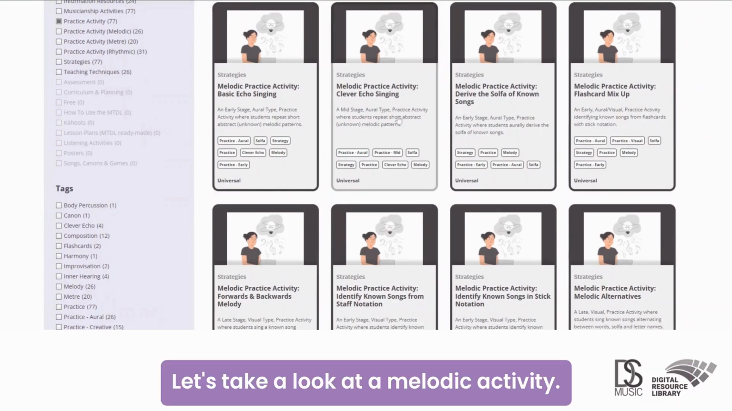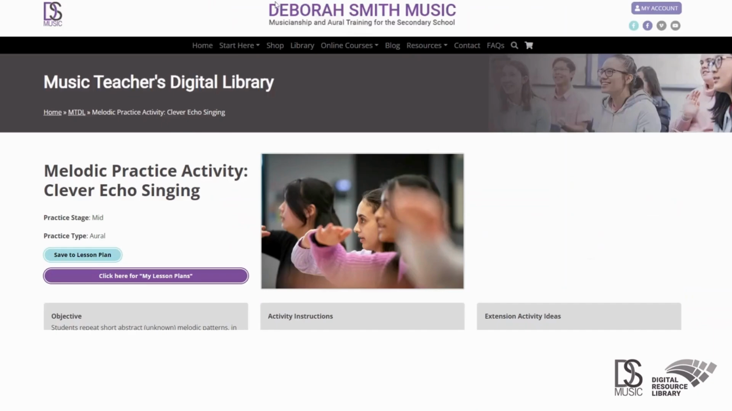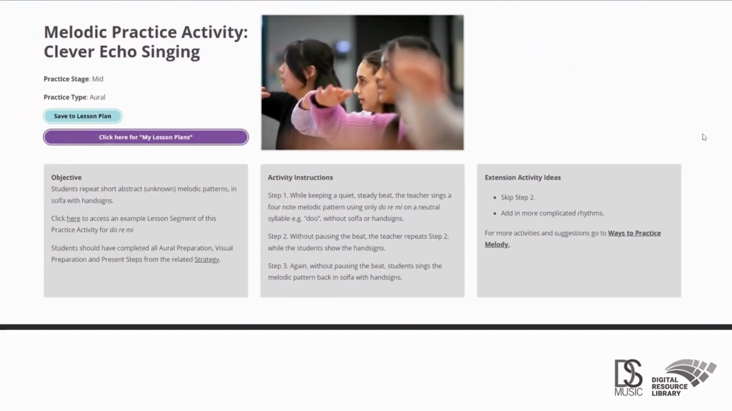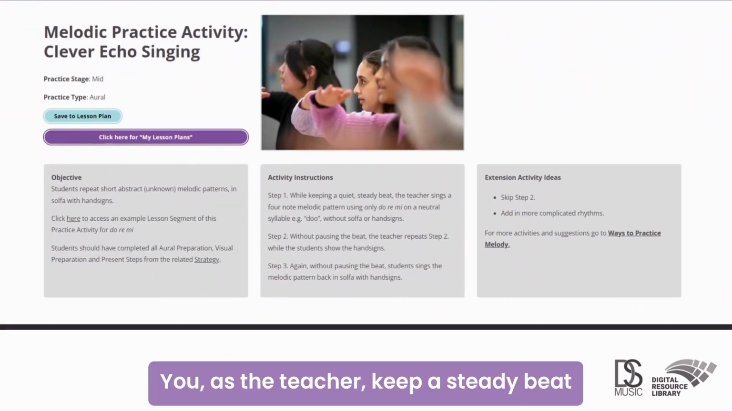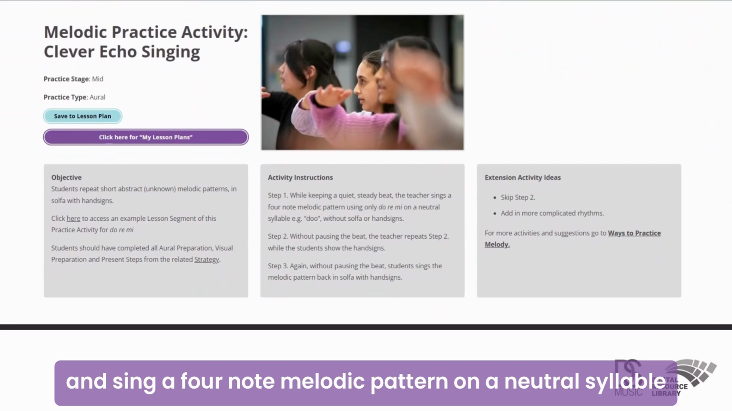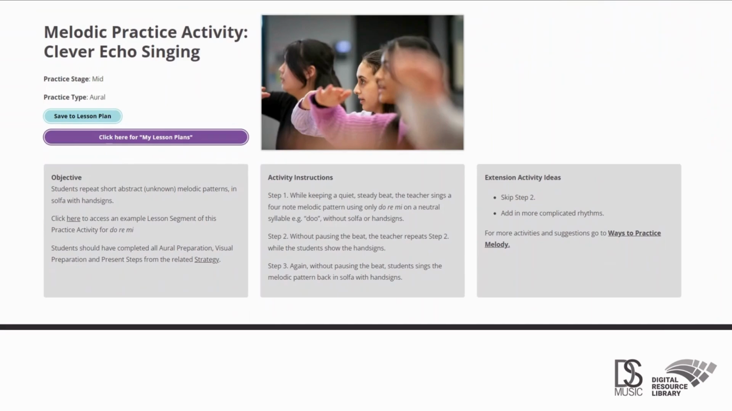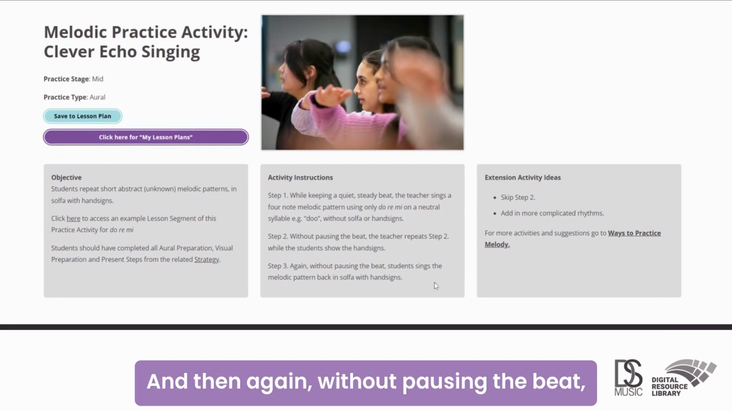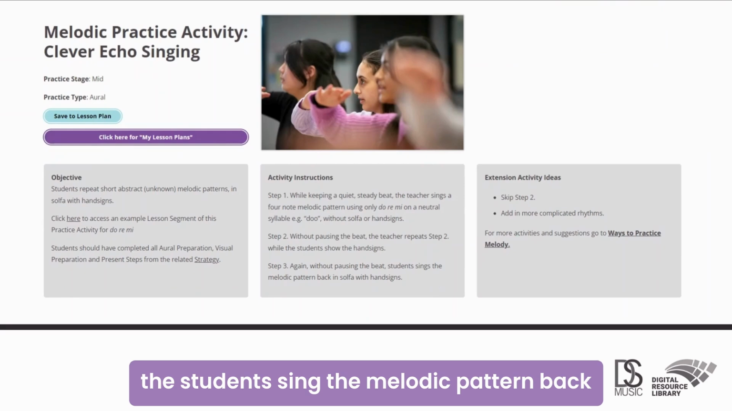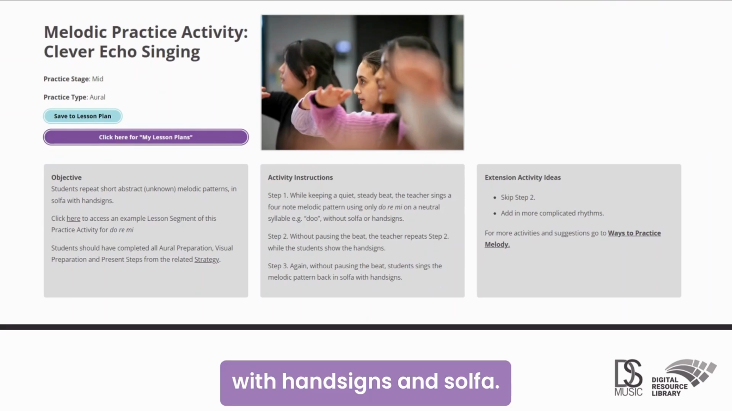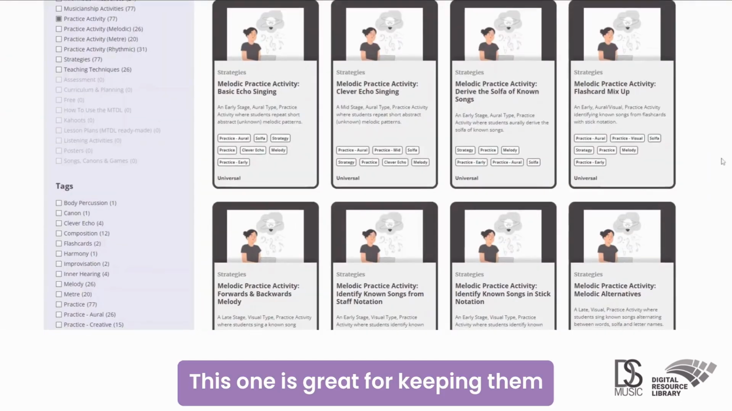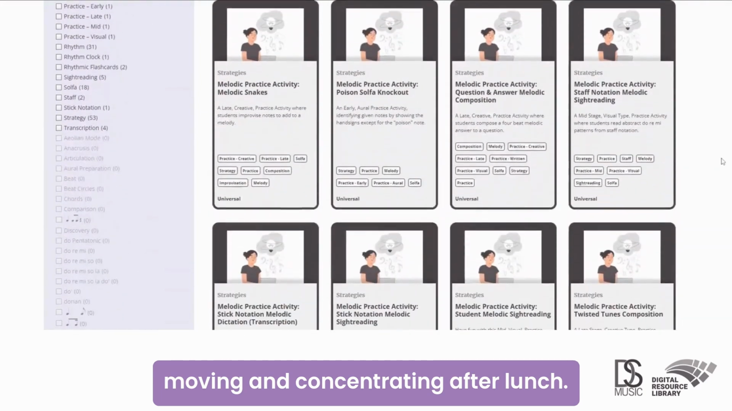Let's take a look at a melodic activity. Clever echo singing. This one just needs voices. You, as the teacher, keep a steady beat and sing a 4-note melodic pattern on a neutral syllable without the solfa or the hand signs. Without pausing the beat, you repeat your melodic pattern while the students show the hand signs. And then again, without pausing the beat, the students sing the melodic pattern back with hand signs and solfa. This one is great for keeping them moving and concentrating after lunch.